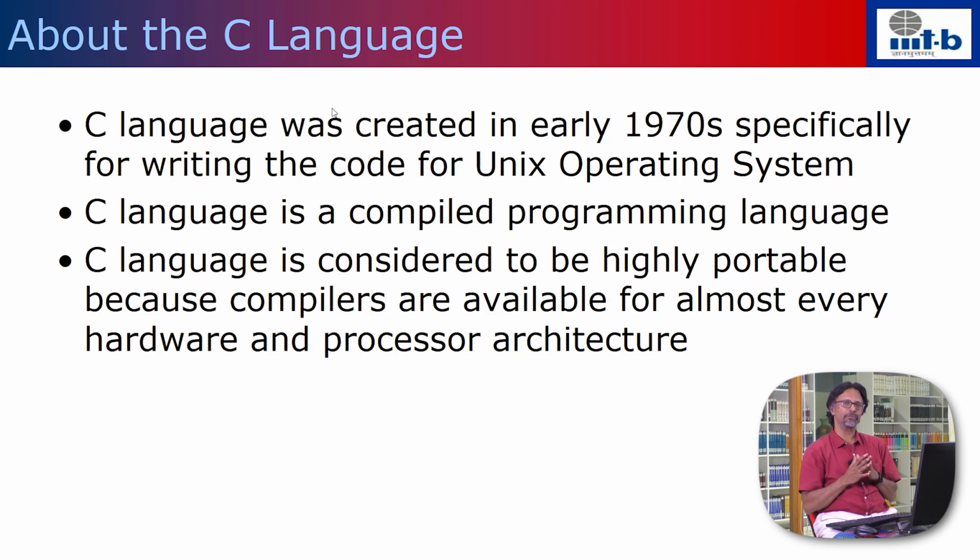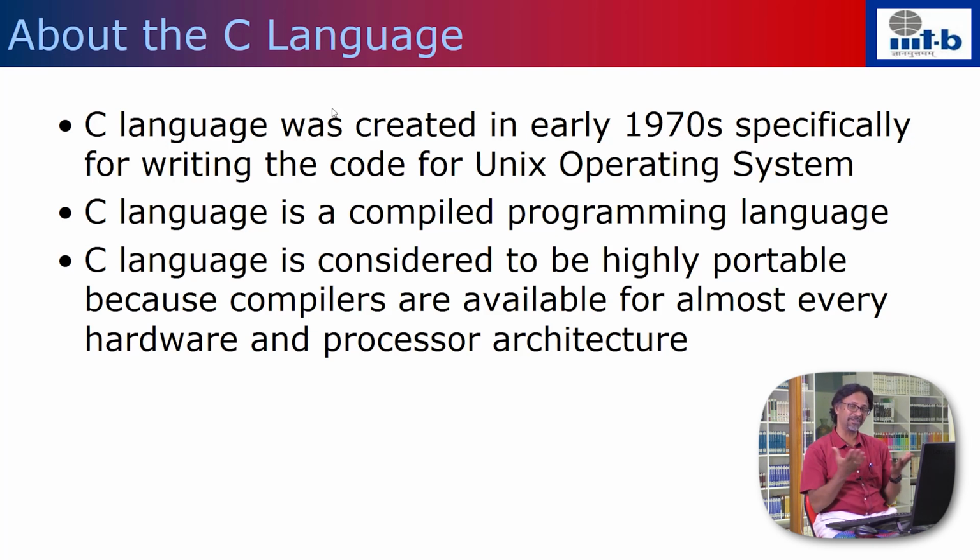We also said that C is a compiled programming language. We saw the life cycle of a typical C program. And the C language was originally designed keeping in mind that it has to be highly portable across a variety of hardware and computer architecture processors. So it was very important to make sure that it is easy to create a compiler, because only if you have a compiler can you convert the high-level language into a low-level language which can run.